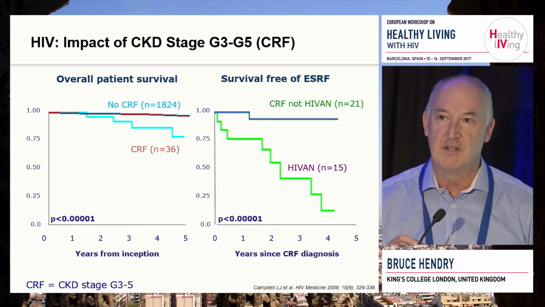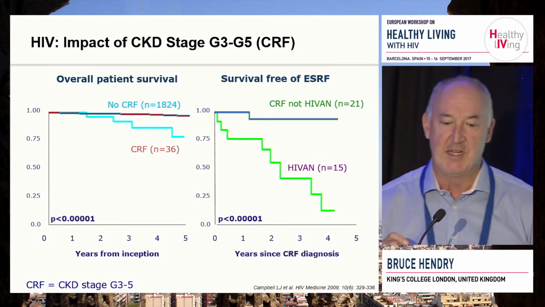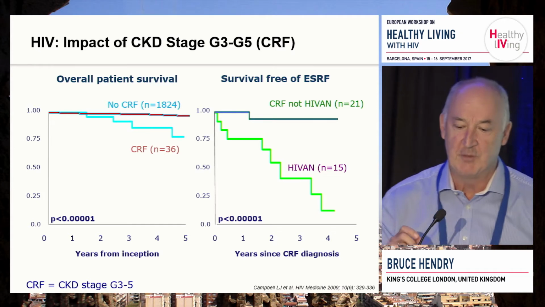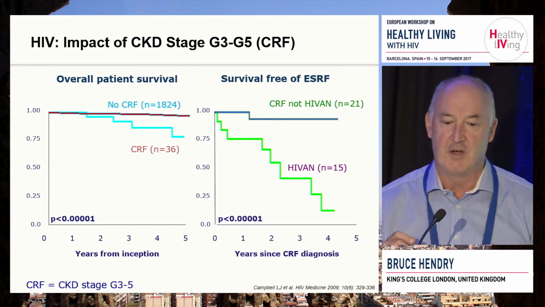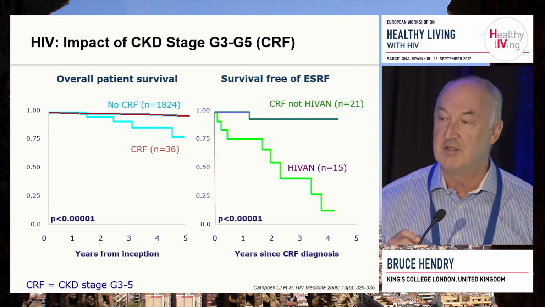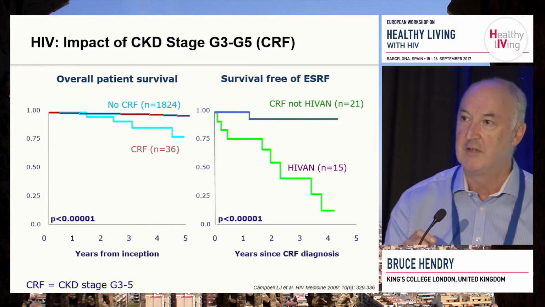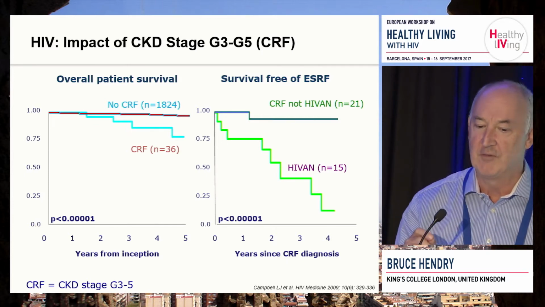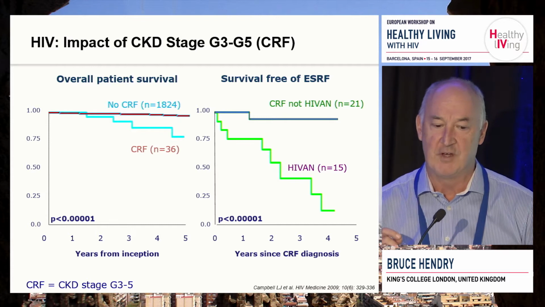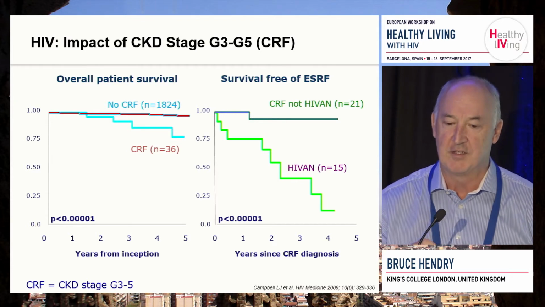Having significant renal disease in the HIV setting really matters. This is a study we did at King's some years ago, looking at patient survival stratifying by the presence of G3 to G5, that's stage 3, 4, 5, significant chronic renal failure. And you can see that the 5-year survival is impaired down to 75% by that diagnosis.